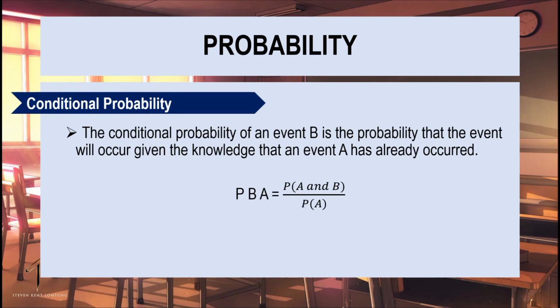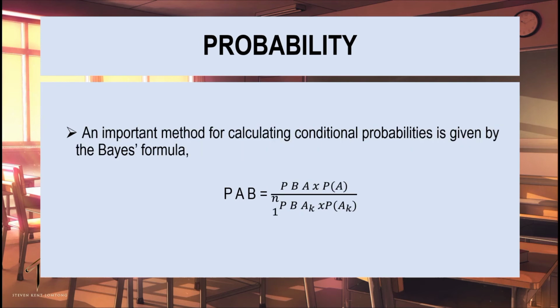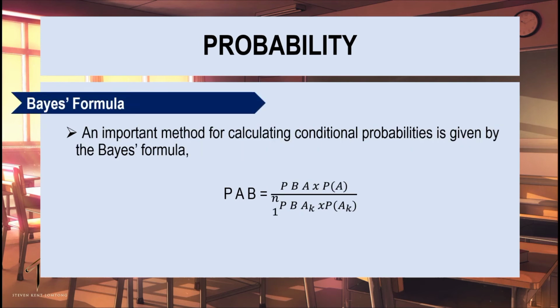Next, we have a conditional probability. So the conditional probability of an event B is the probability that the event will occur given the knowledge that an event A has already occurred. So ito yung representation niya. Probability of A and B divided by the probability of A. So another important method for calculating conditional probability is given by the Bayes formula. So we have here the expression P(A|B) is equal to P(B|A) times the probability of A all over the sum of P(B|A_k) times the probability of A_k.